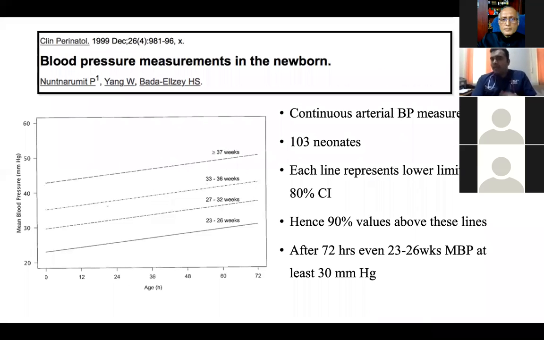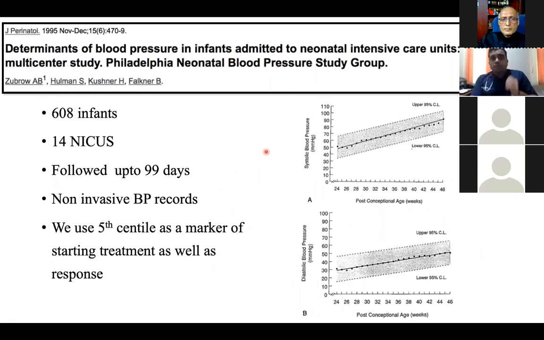And this is again the continuous arterial blood pressure measurement in 103 neonates. You can see that even for these 23 to 26 weekers, by 72 hours of age their mean BP is more or less reaching 30. So after 72 hours of age, any value less than 30, even for a 23 to 26 weeker, is hypotension.